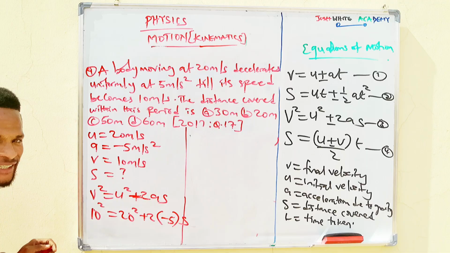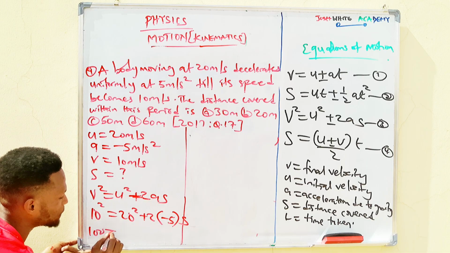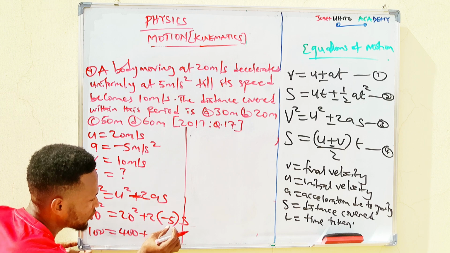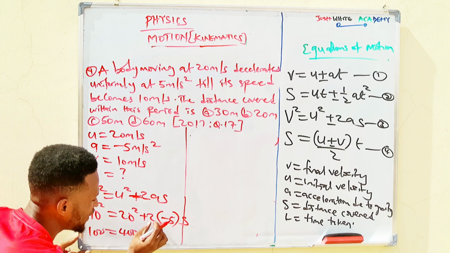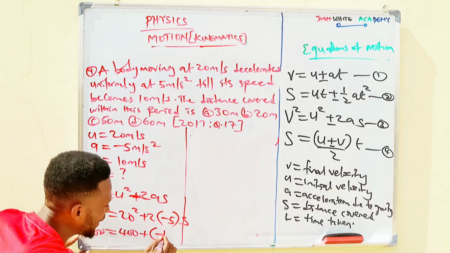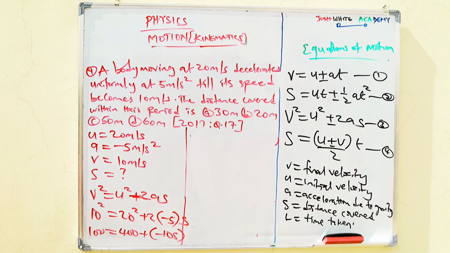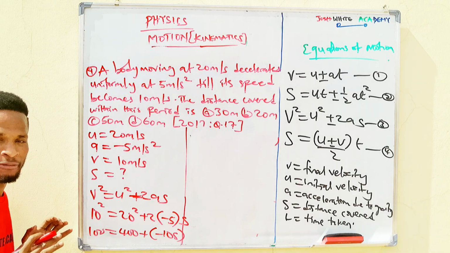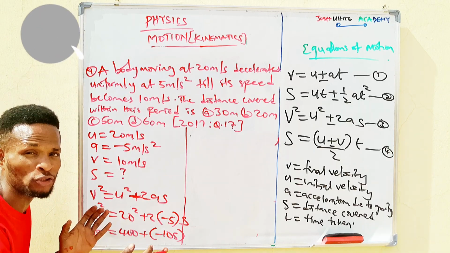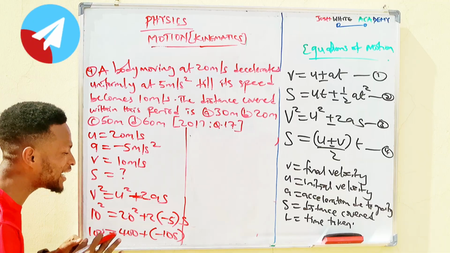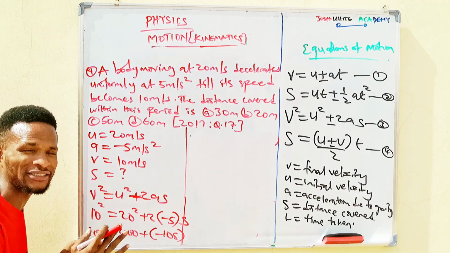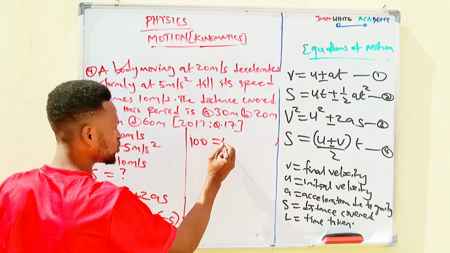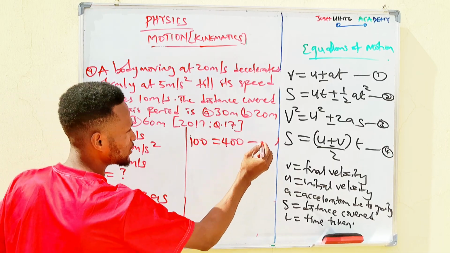So let's simplify. 10 square is 100. 20 square is 400. Plus minus 5 times S is minus 5S. Minus 5S times 2 is what? Minus 10S. So plus times minus will give you what? A minus. Remember I said different signs, plus times minus or minus times plus, will always give you a negative sign, whereas the same sign, plus times plus or minus times minus, will always give you a positive sign. So this will become 100 is equal to 400 minus 10S.